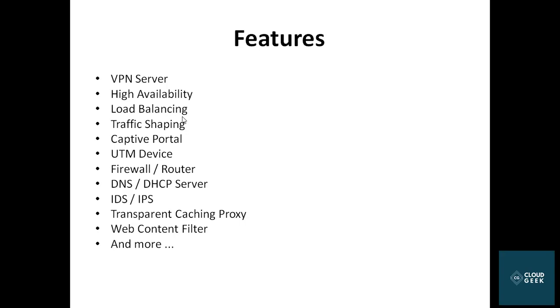DHCP, Dynamic Host Configuration Protocol, provides the IP address to your client. The DHCP server provides the IP to the DHCP client. IDS and IPS: IDS is the intrusion detection system, IPS is the intrusion prevention system. If there is any threat in your network, the IDS will detect it, and then the IPS steps in to stop that bad traffic, or block the traffic.